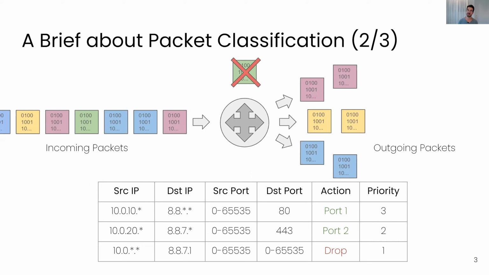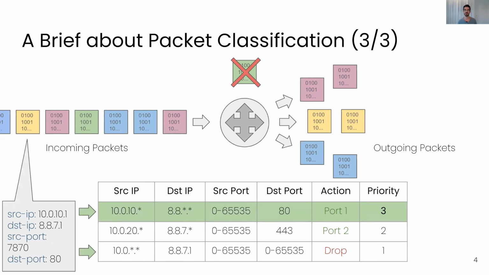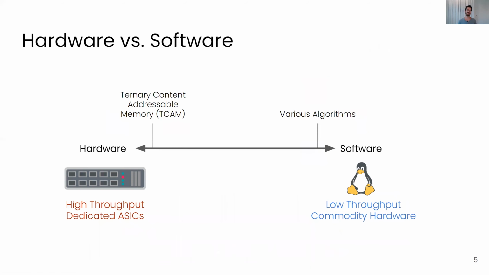Each field can be exact match or have wildcards, such as longest prefix or numerical ranges. Rules may overlap, so the classifier selects the rule with the highest priority. Classification can be performed in both hardware and software. Hardware classifiers are possible thanks to a dedicated component named Ternary Content Addressable Memory, or TCAM, which is a power-hungry ASIC that performs classification in a single cycle.